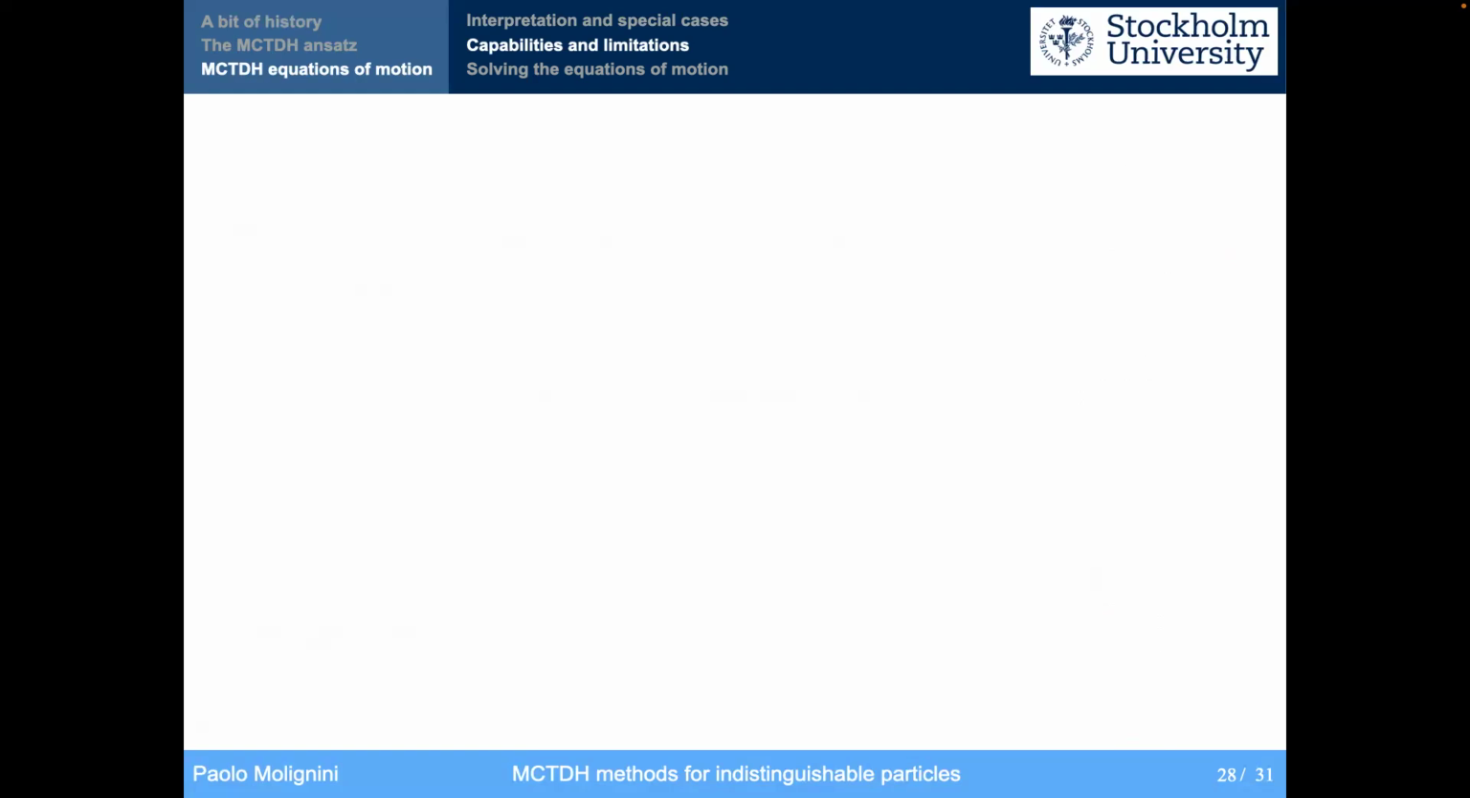And could it be that this causes some problem when you try to optimize the orbitals? With a nonlinear equation, you don't need to find a solution.